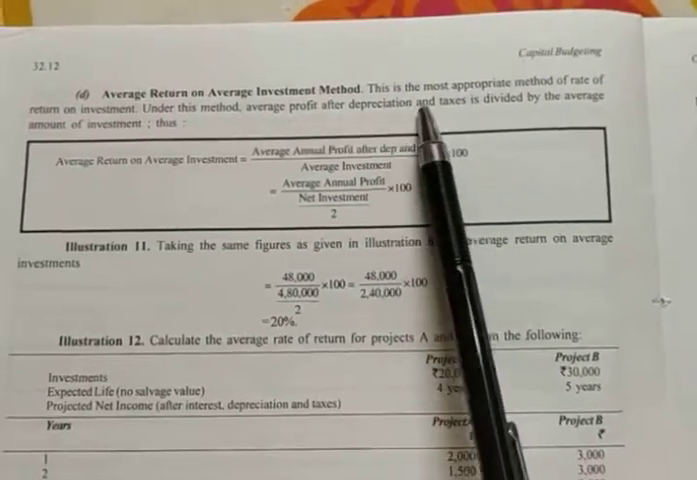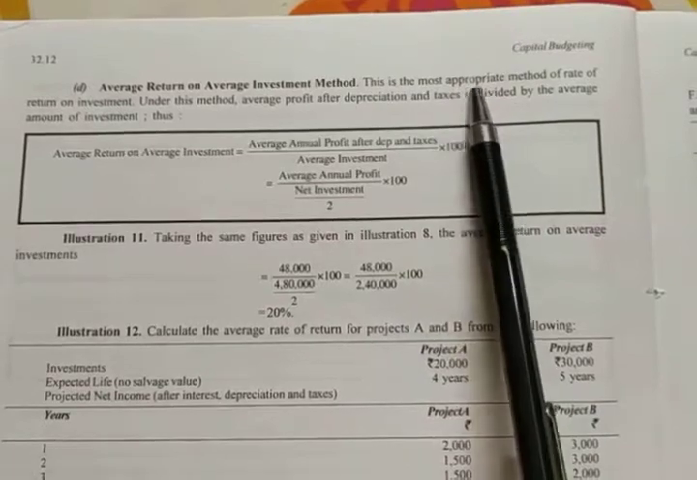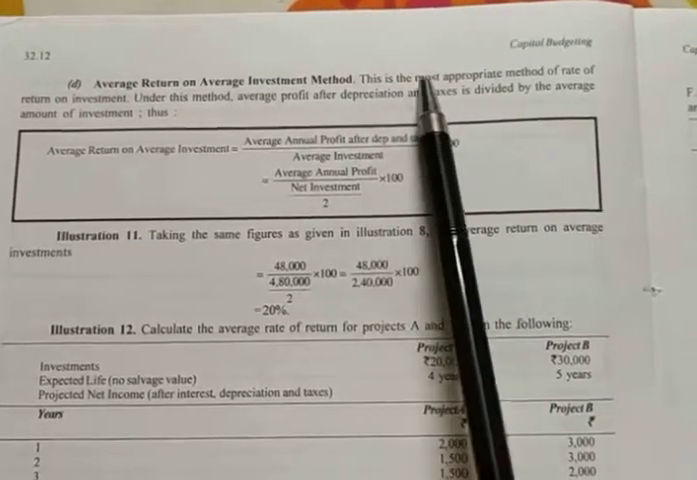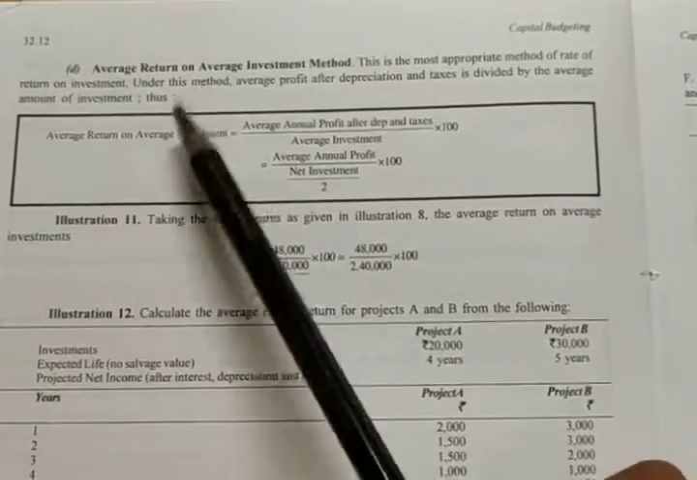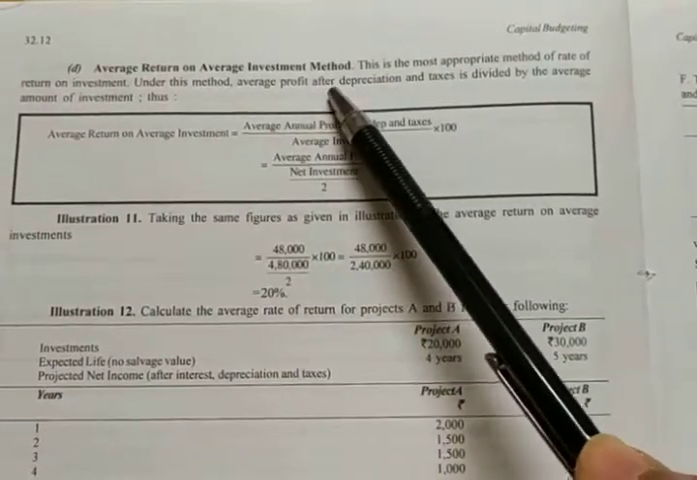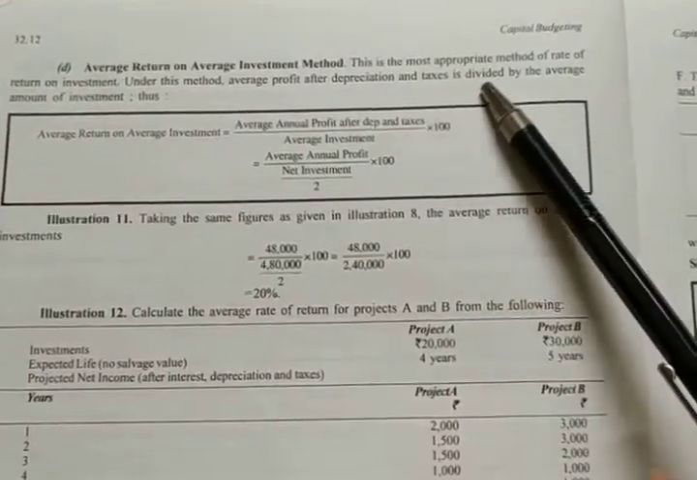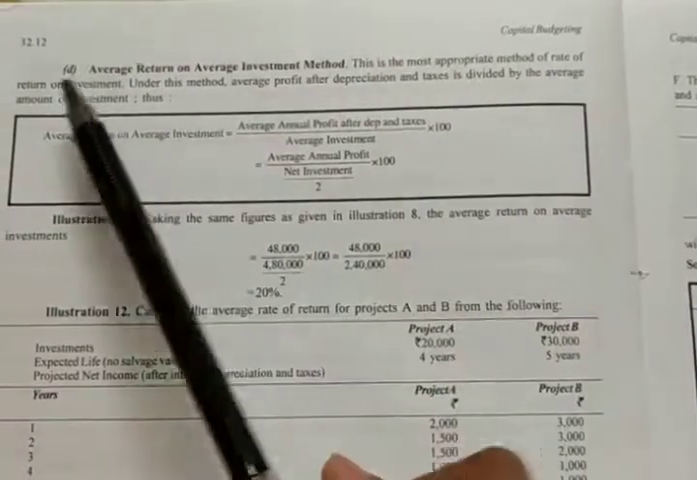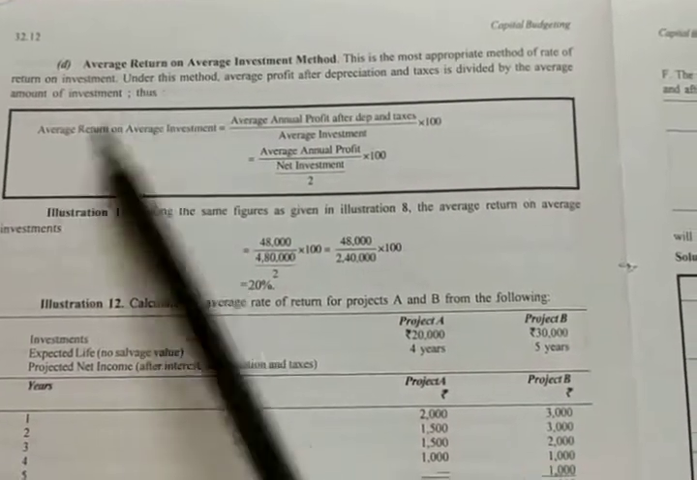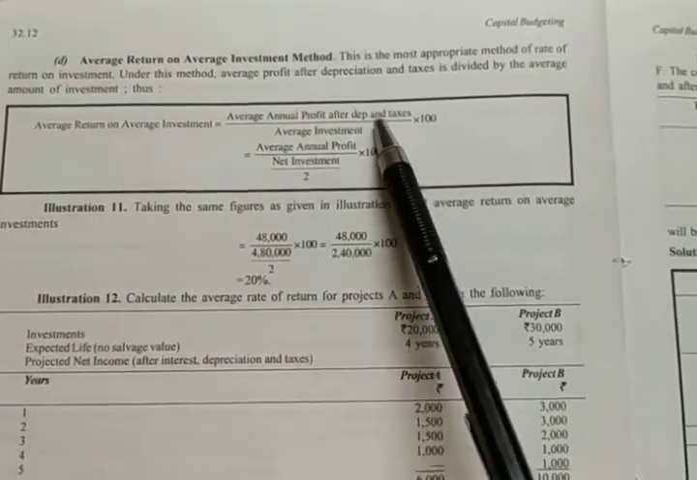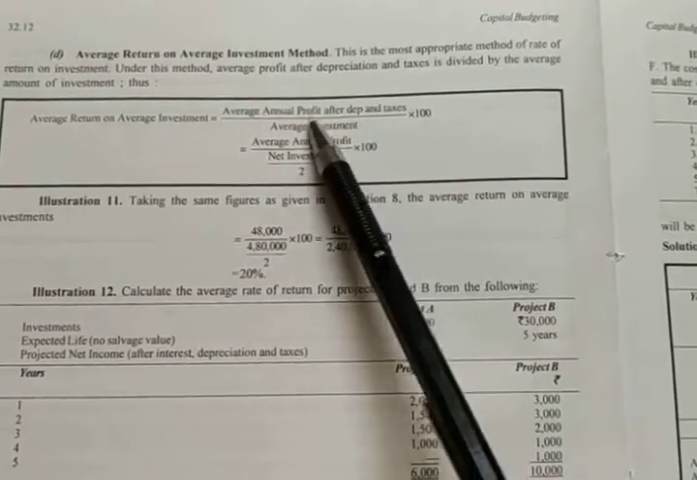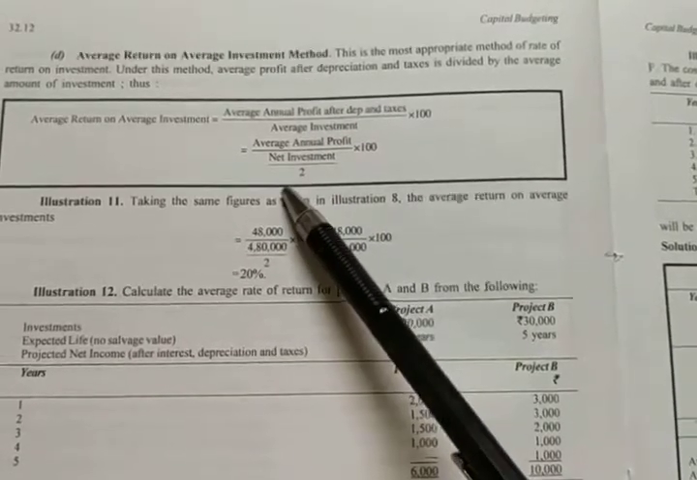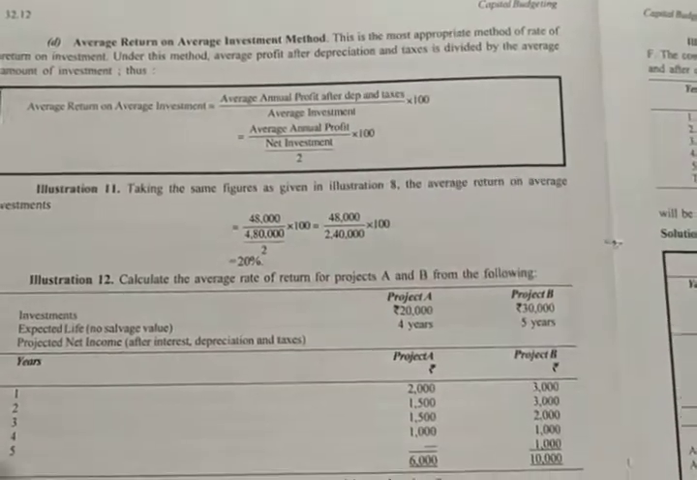So this is a method, the most approximate method of rate of return on investment. Under this method, the average profit after depreciation and taxes is divided by the average amount of investment. Thus, the formula will be average annual profit after depreciation and taxes divided by average investment. Average investment means net investment divided by 2, into 100.